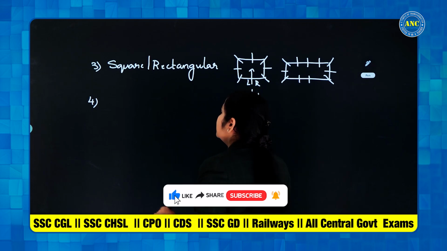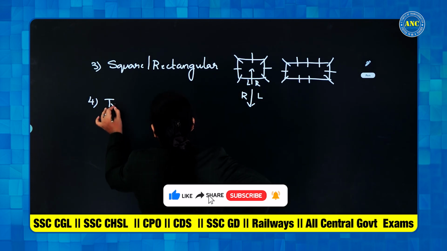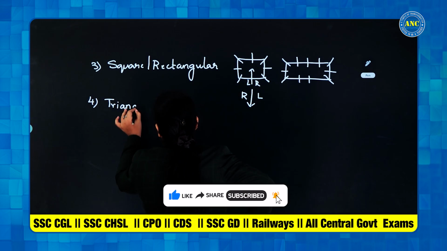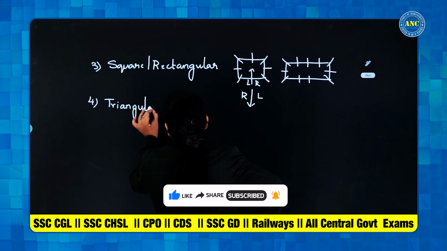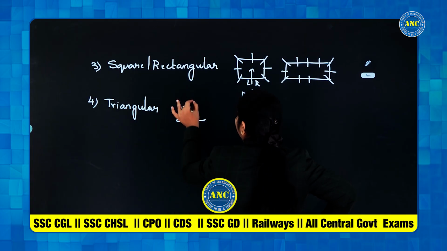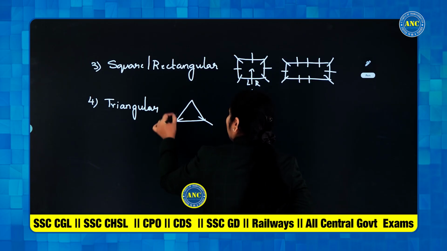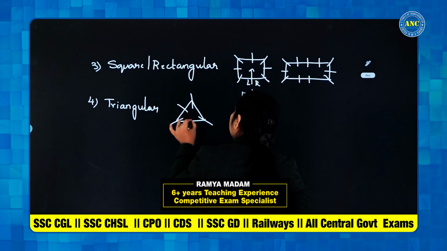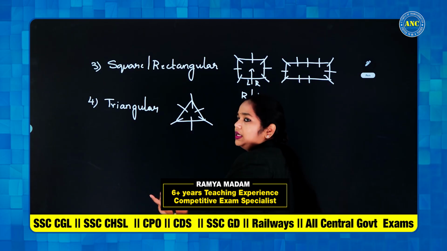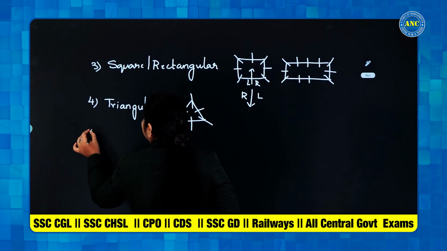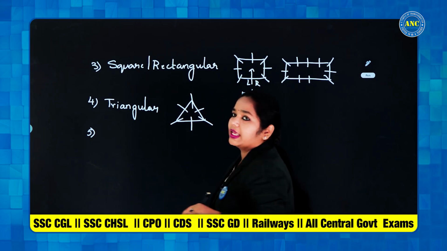Square, rectangular, finished. Triangular based, we can see. Triangular based means a table having a triangle, a triangular shaped table. Again, people positioned at the vertices of the triangle and at the centers. Next, after triangle, what can we see?